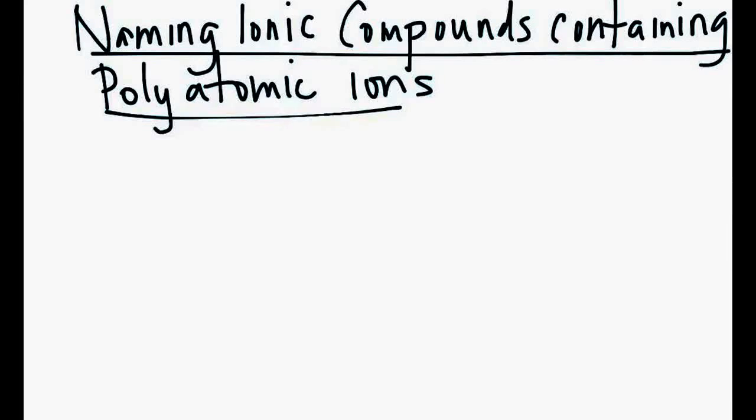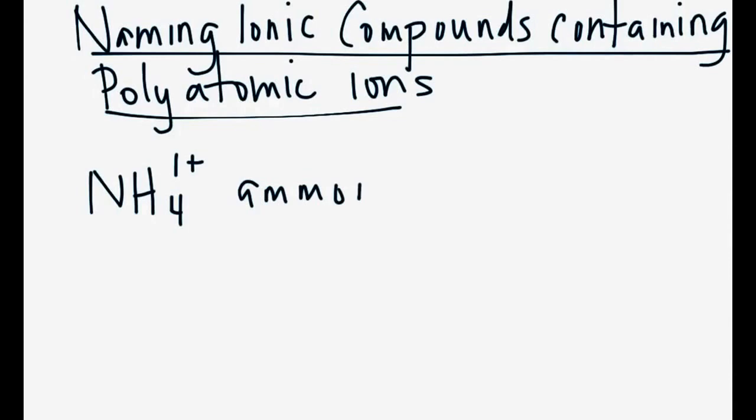Okay, naming ionic compounds containing polyatomic ions. A polyatomic ion is a negative ion or a positive ion that contains more than one element. There's one positive one that's usually in a compound, and that is the ammonium ion. The rest are all going to be negative.